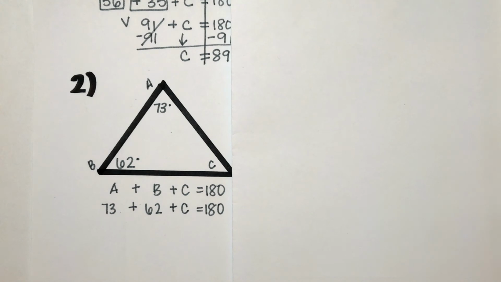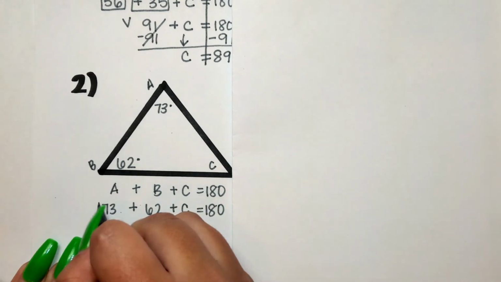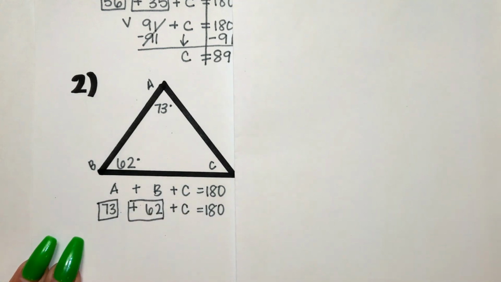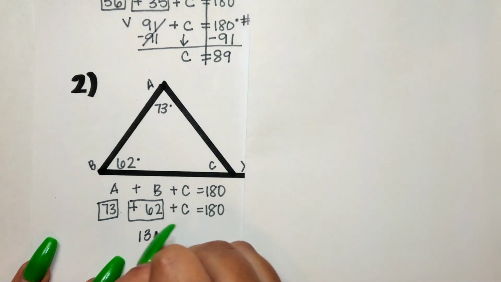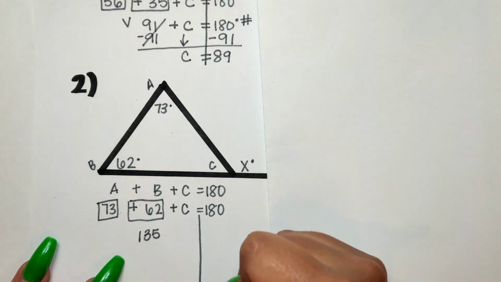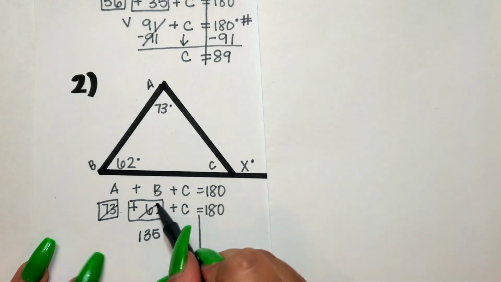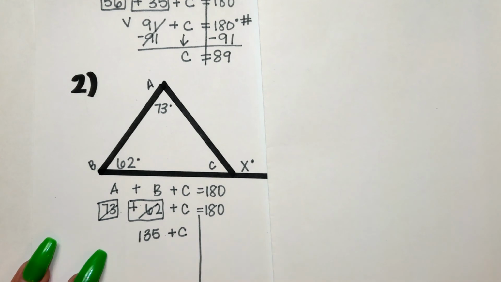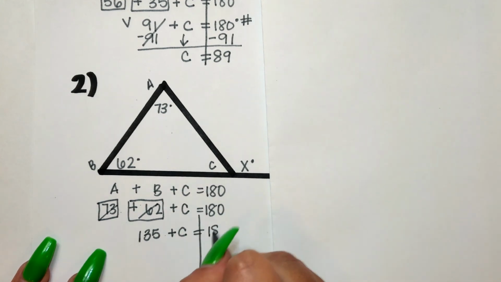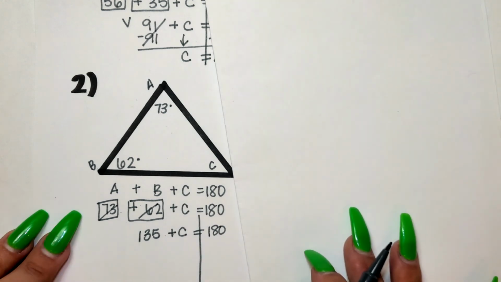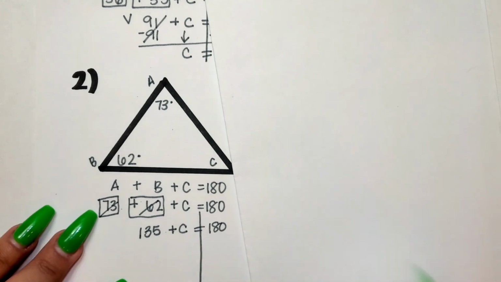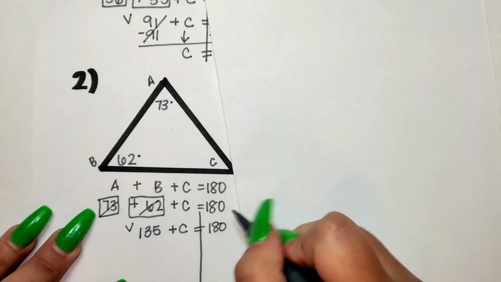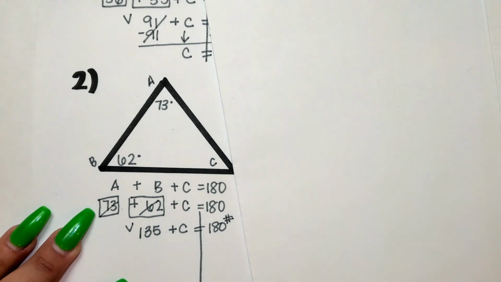Now I'm going to combine like terms. So I'm going to combine my 73 and my 62, and I'm going to get 135. So I used these numbers, I combined them. I'm going to bring down the plus C since there's no other variable to combine with it, equals 180. So now I'm going to solve like normal. The left side is my variable side because that's the only one that has a variable. My right side is going to be my number side.